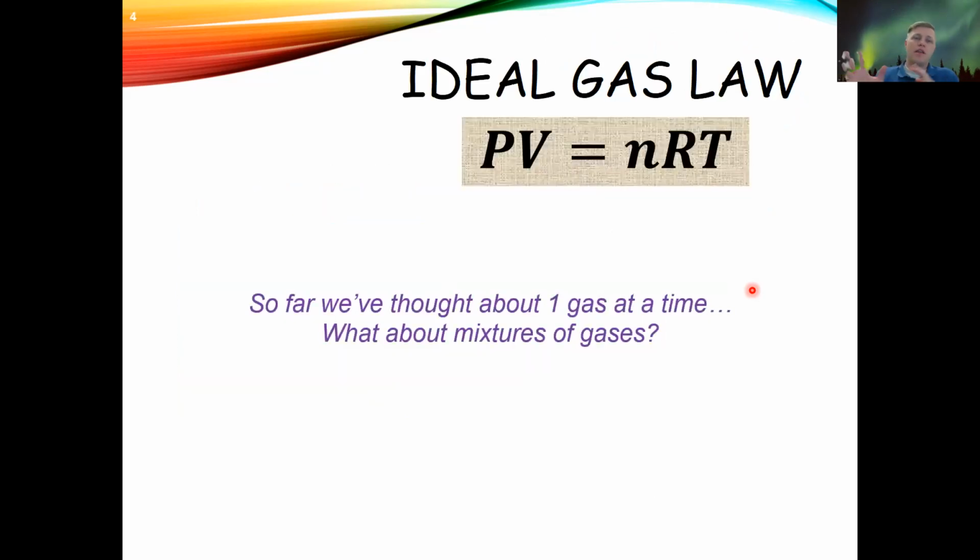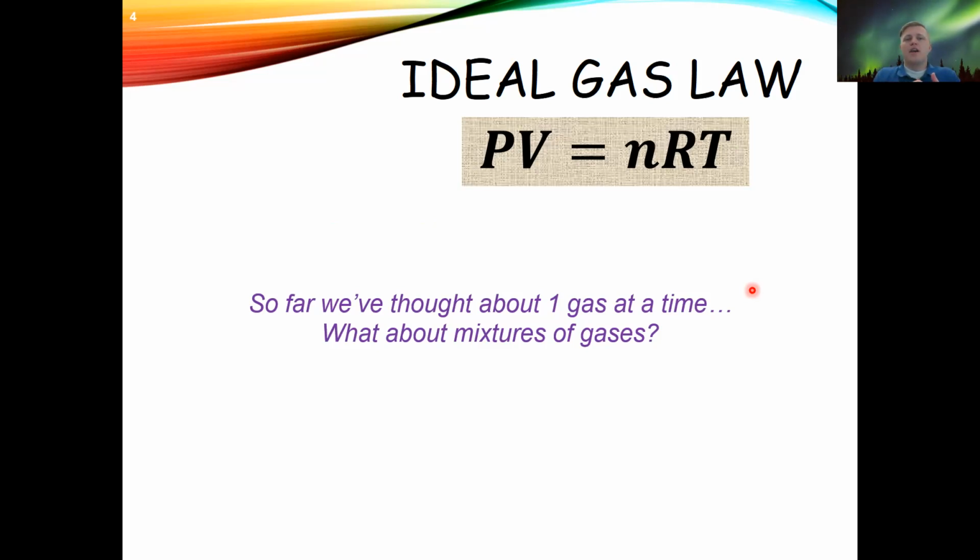All right, so that covers our molecular mass and density. So far in dealing with the ideal gas law, we've just been talking about one gas at a time. But as we've also said over and over again, most gases, like the atmosphere, are mixtures of gases, right?